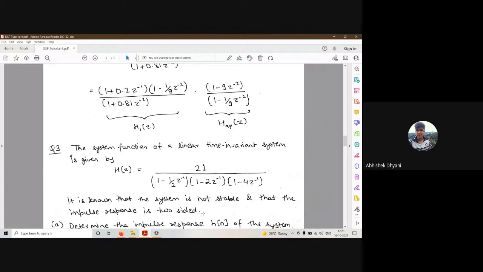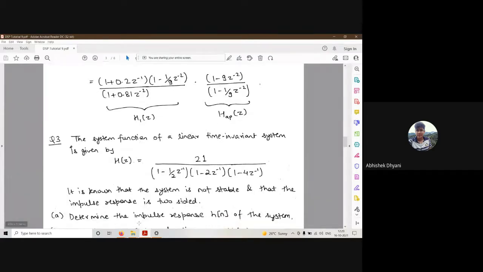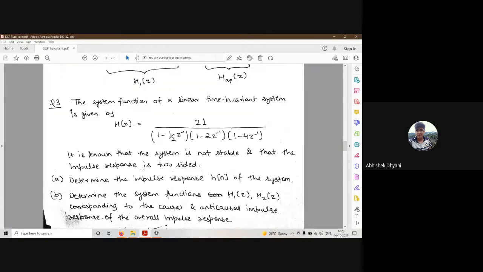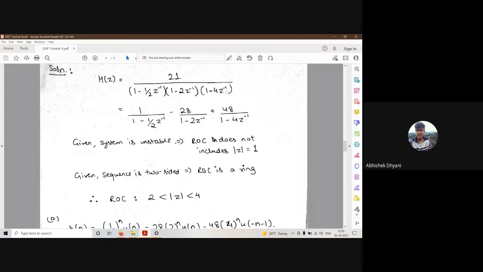First of all, it is asking us to determine the impulse response h[n] of the system. So let's look into this part first. We have H(z) given like this. We can, in a straightforward way, calculate this using partial fractions. We have obtained this form, decomposed into three different parts corresponding to each of the poles.